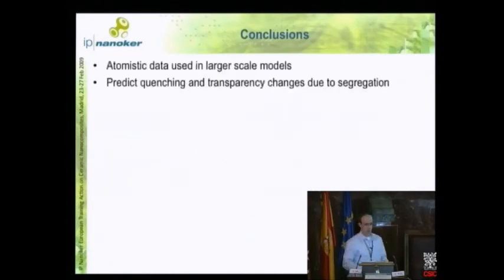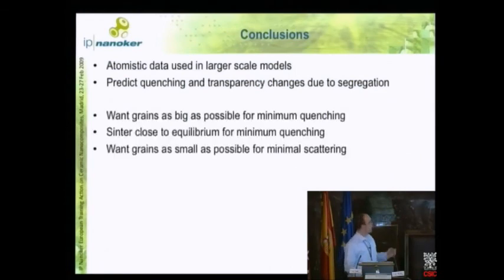To conclude, we can use atomistically derived data in larger scale models to actually predict quenching and transparency properties, in this case for YAG. The result tells us that we want grains as big as possible to have a minimum concentration quenching and get the maximum laser power. And we want to sinter as close to equilibrium as possible to get the maximum laser power as well. But we want grains as small as possible, which means we have a trade-off, and we have to find the optimal grain size.